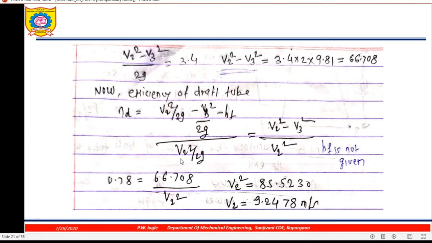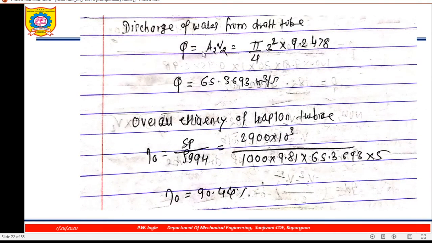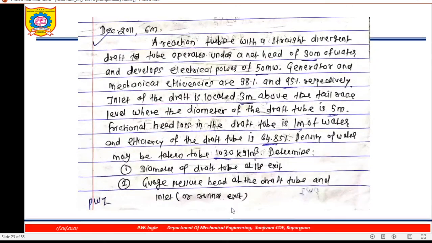So the efficiency of the draft tube is given, so you can calculate V2. Then discharge Q equal to A2 into V2, then Q, then overall efficiency, it is 90.42.